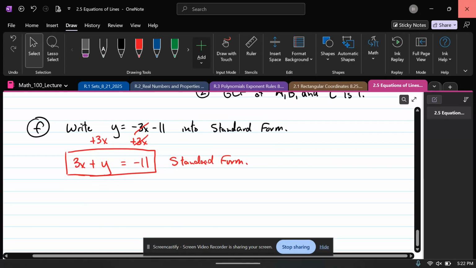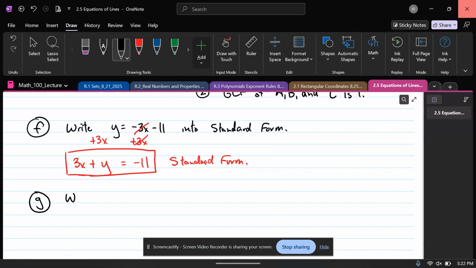Okay, so let's go to example G. Write y plus 7 equals 2/3 x minus 6 in standard form. What form is it in right now? Point slope form. Okay, so to write this in standard form, I'm going to get it into slope-intercept form, and then it's a one-step problem, maybe, hopefully.